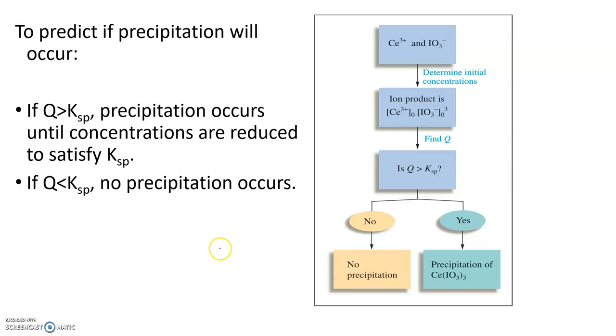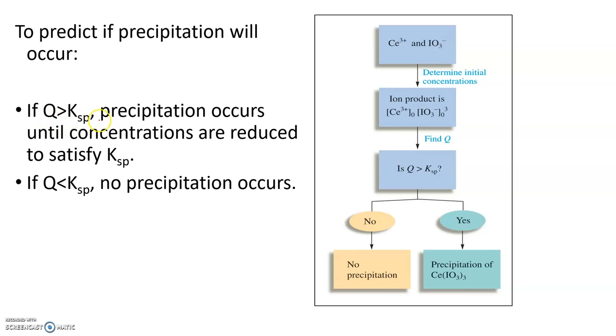Okay, so how does this work? We talked a little bit about comparing Q and K in the last unit, and how you can determine if equilibrium will shift towards the reactants or the products based on the value of Q and how it compares to K. The same sort of thing can be used looking at precipitation reactions. We can compare Q versus the KSP of a particular substance and determine if a precipitation will occur.